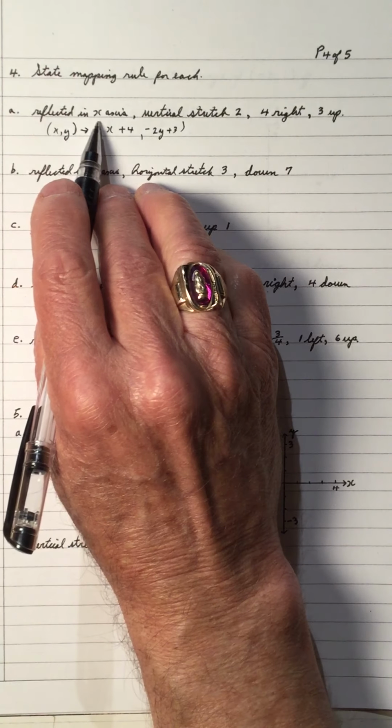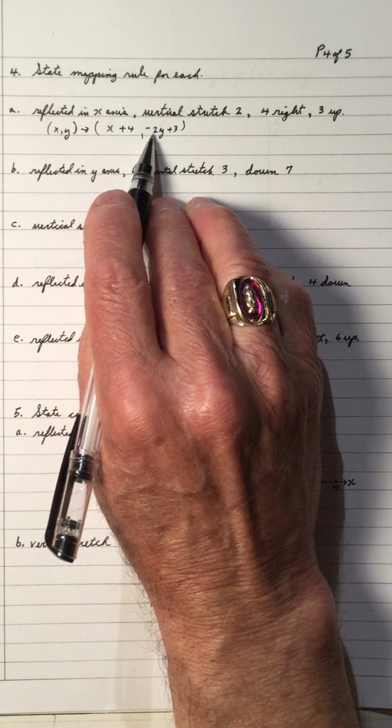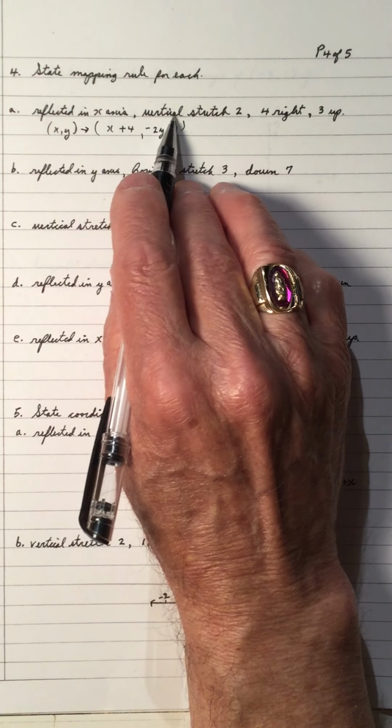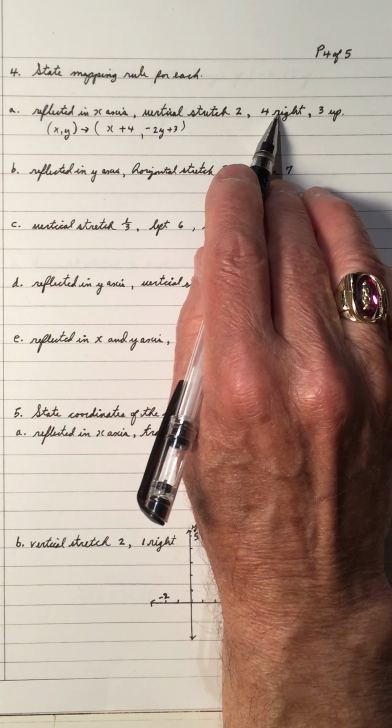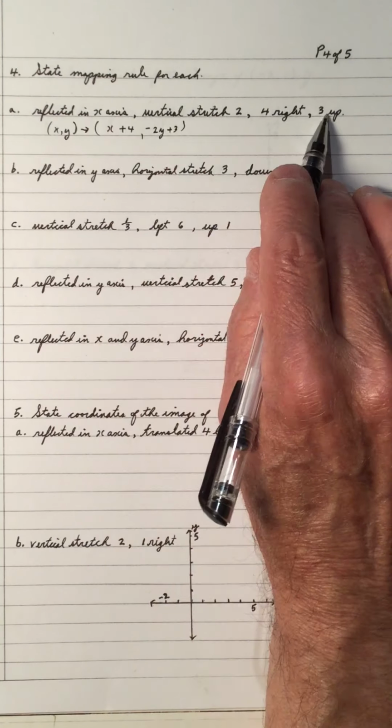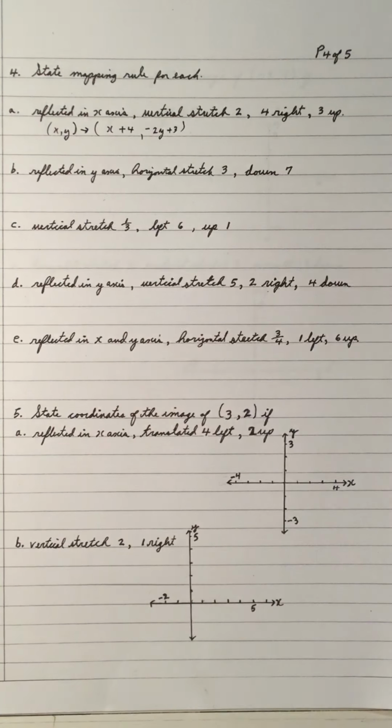So reflected in the x means the y is negative. When you reflect in the x-axis, you make the y negative. And vertical stretch is on the y, 2 times. To the right, it's dealing with the x. Up, dealing with the y.